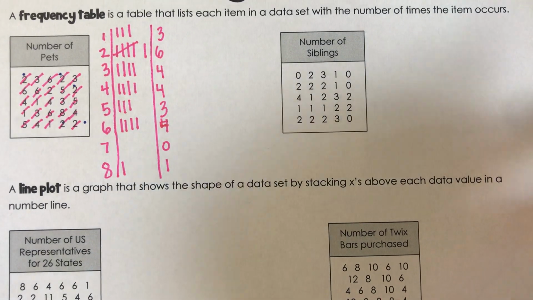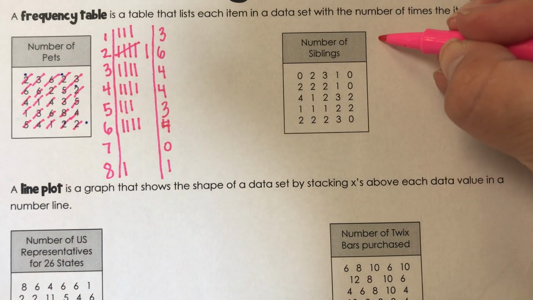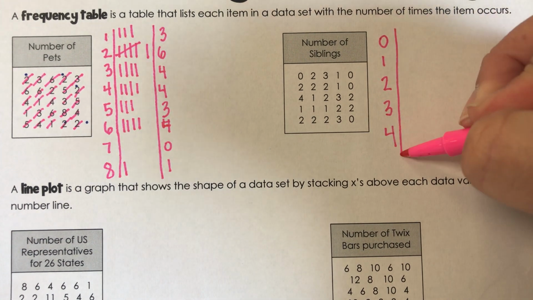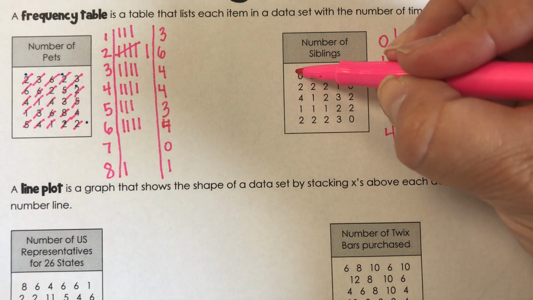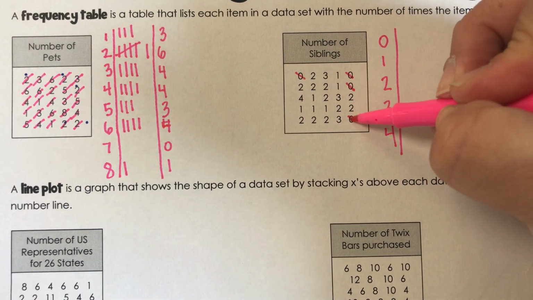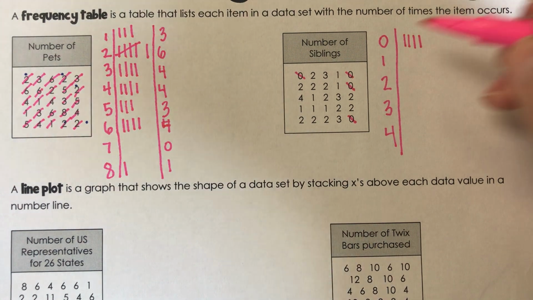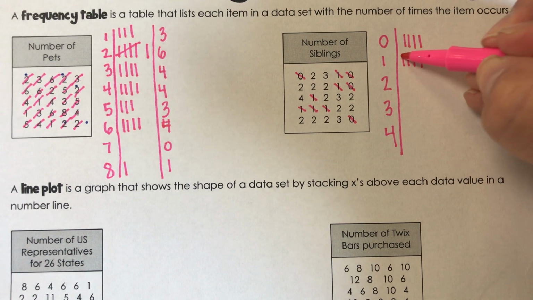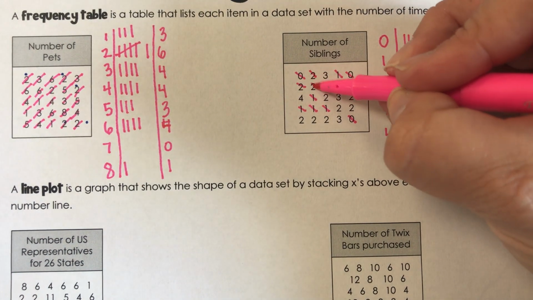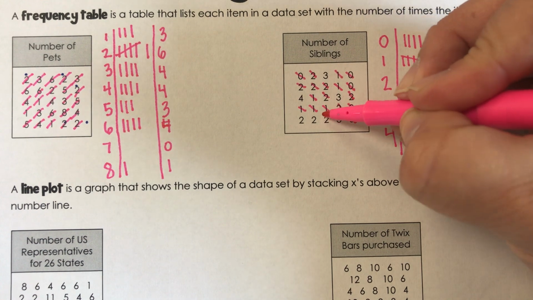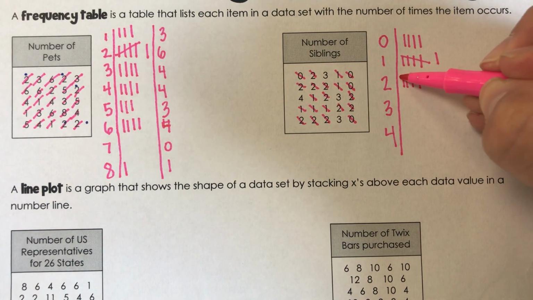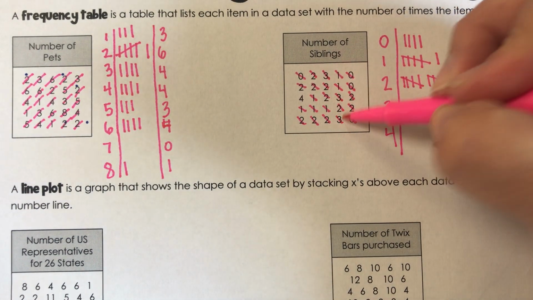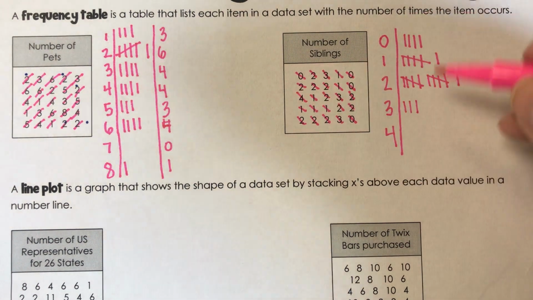We're going to do the same thing over here for this data with number of siblings. It goes from 0, 1, 2, 3, and 4. I do a line, and if you prefer, you can go through and say, well, there's 1, 2, 3, 4 zeros. And then for 1, I have 1, 2, 3, 4, 5, 6. For 2, I have 11. And for 3, I have 1, 2, 3. And for 4, I have 1.